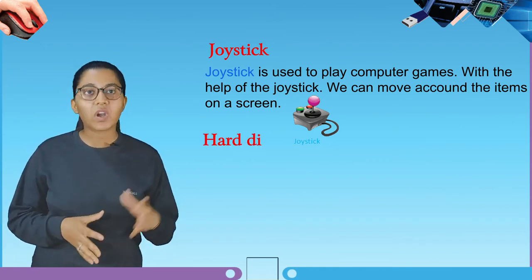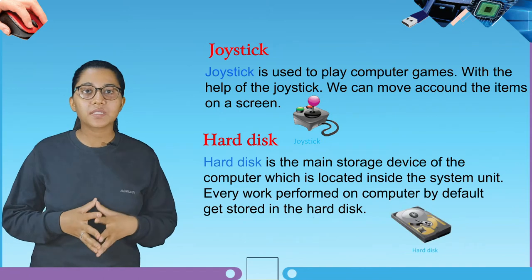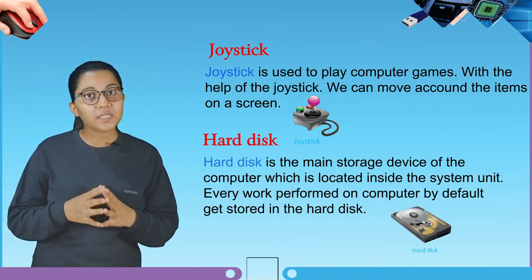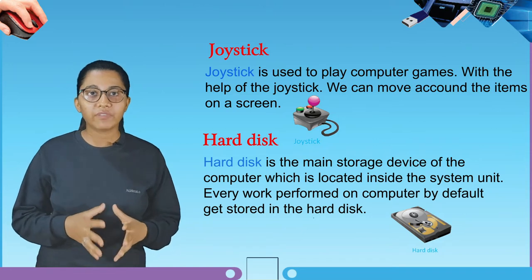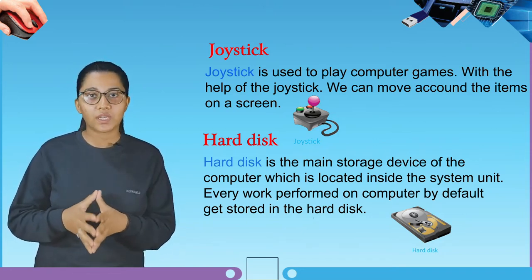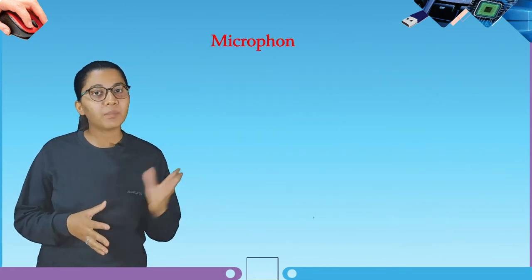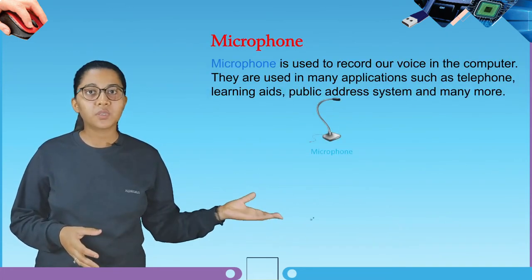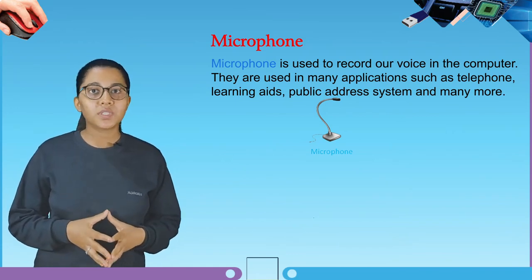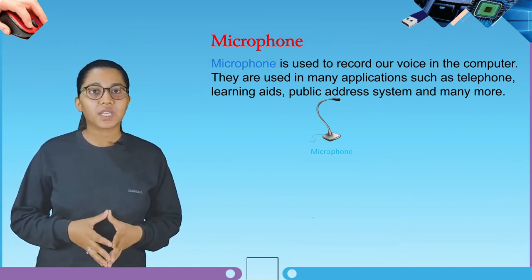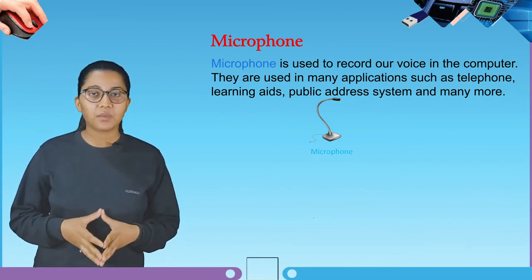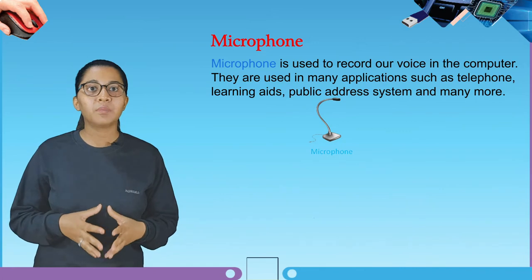Now students, we have a hard disk. Hard disk is the main storage device of the computer, which is located inside the system unit. Every work performed on the computer by default gets stored in the hard disk. Students, now we have a microphone. Microphone is used to record our voice in the computer. They are used in many applications such as telephone, learning aids, public address systems and many more.